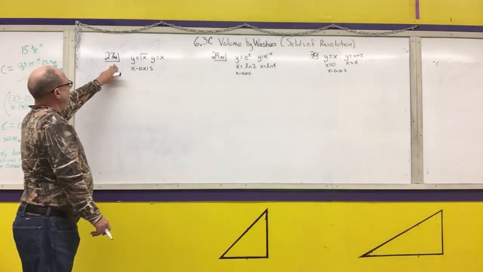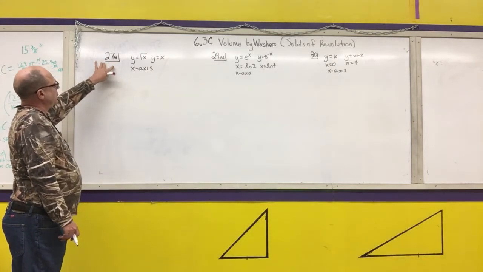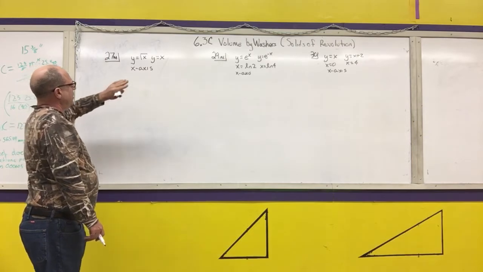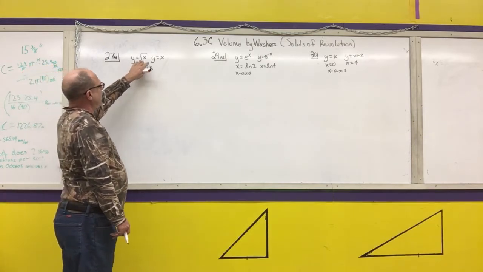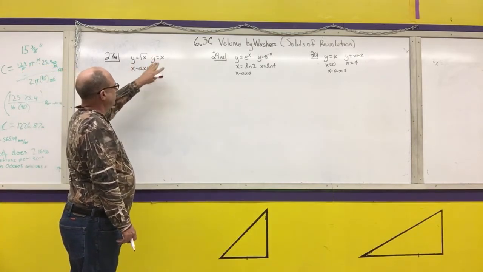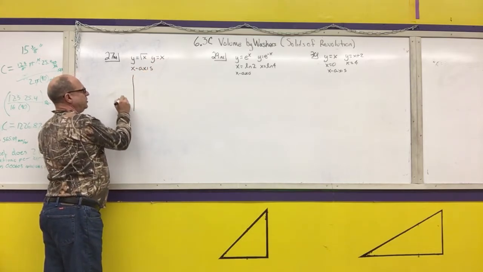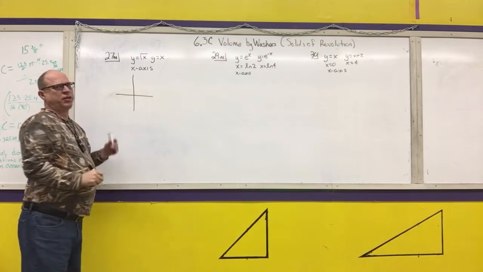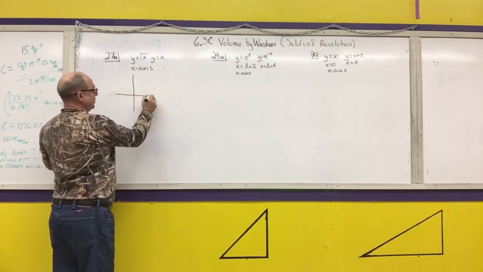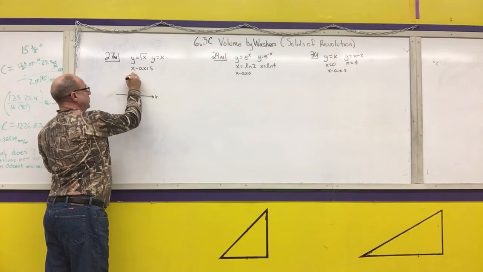So the first one, I modified one of your homework problems. So I put 27m for modified. It is the region bounded by the curve y equals the square root of x and y equals x, rotated about the x-axis. The first thing you always want to do is sketch these because you're going to want to find out which is your inner radius and which is your outer radius.